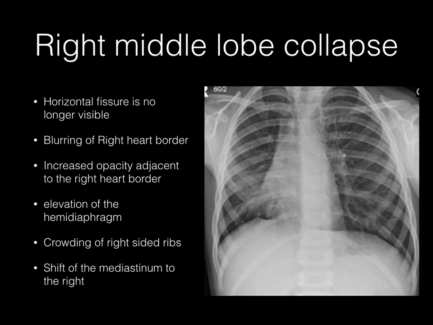And there is a loss of volume on the right side, and the left lung appears to be hyperinflated compared to the right. There's a triangular density just next to the right heart border, as well as the diaphragm elevation that you can clearly see on this particular X-ray. This indicates the presence of a right middle lobe collapse.